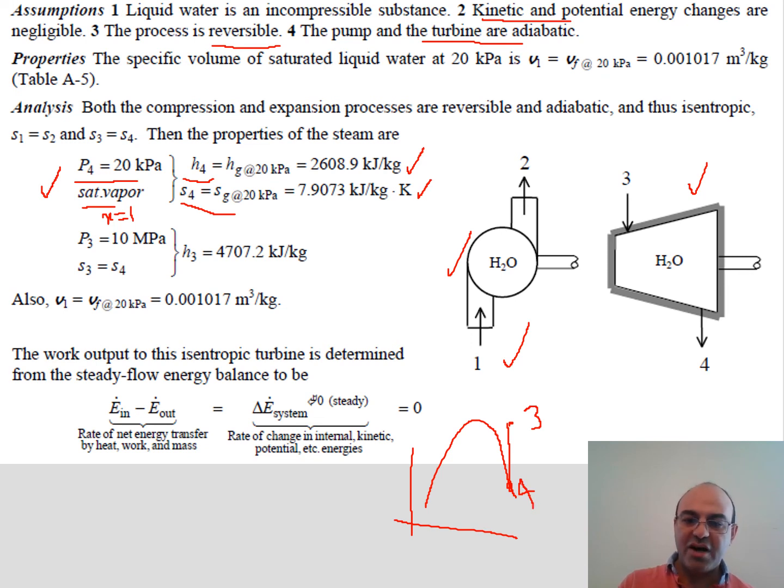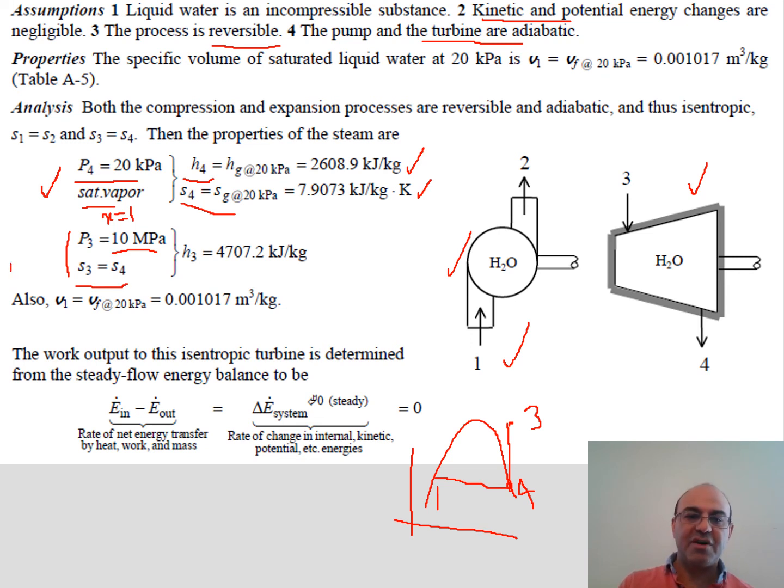And then point 1, which is the inlet to the pump, is here, it's saturated liquid. Okay, so point 3, the inlet to the turbine, is superheated steam. So the pressure is given, but nothing else was given. However, we know that the turbine is isentropic, therefore its entropy should be the same as the entropy at point 4. So S3 is equal to S4.